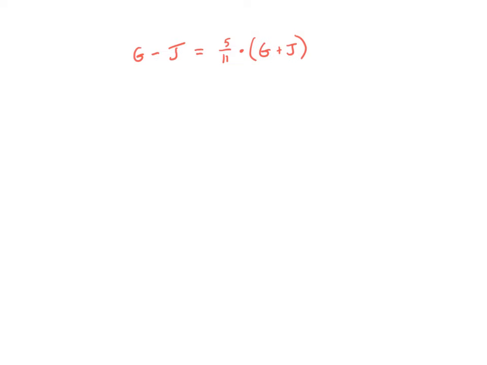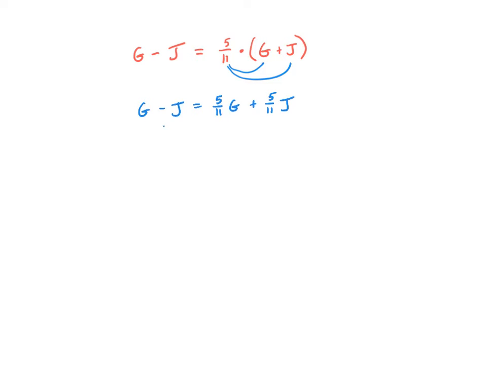Now I just need to solve this equation, and I'm going to move this to another page so I have some more room. So now to solve this, we need to distribute the 5/11ths to both terms in parentheses. On the left-hand side, we have the difference in their ages, G minus J, is equal to, on the right-hand side, 5/11ths G plus 5/11ths J. Now I need to solve for one of these variables.